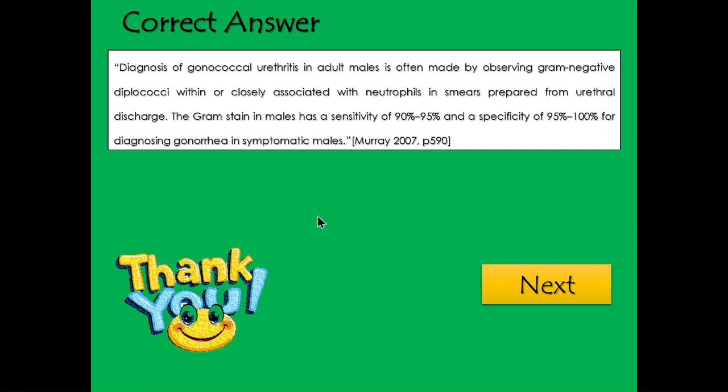The correct answer. Diagnosis of gonococcal urethritis in adult males is often made by observing gram-negative diplococci within or closely associated with neutrophils in smears prepared from urethral discharge. The gram stain in males has a sensitivity of 90% to 95% and a specificity of 95% to 100% for diagnosing gonorrhea in symptomatic males.